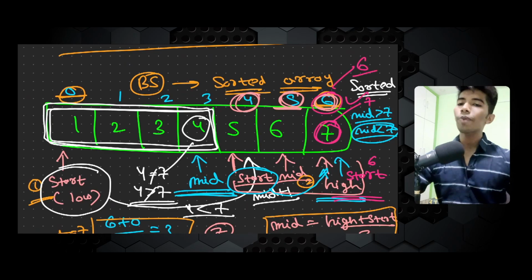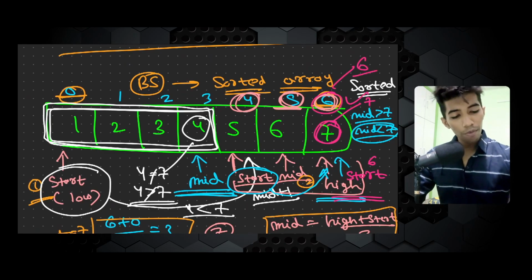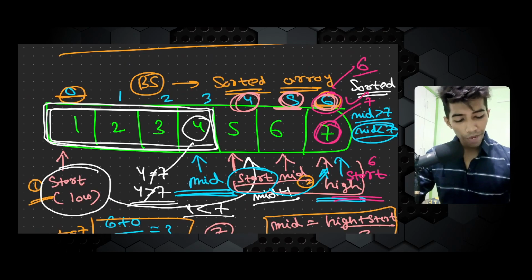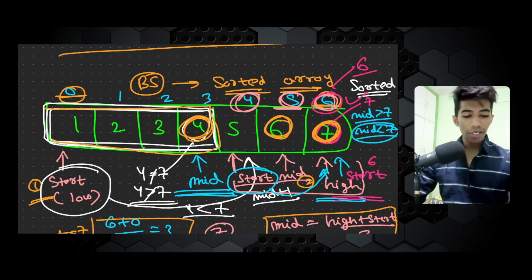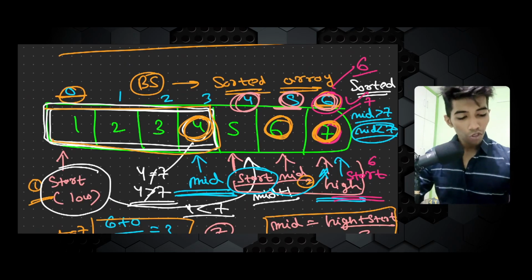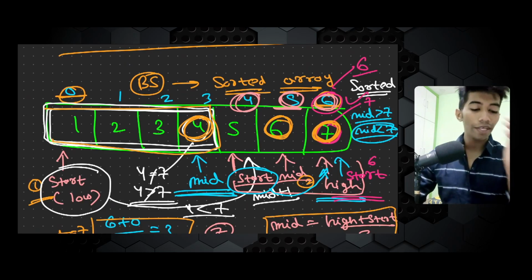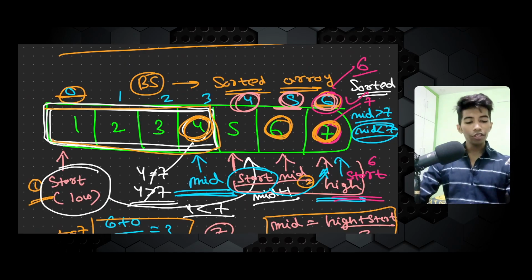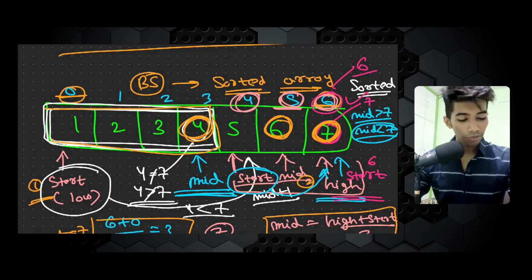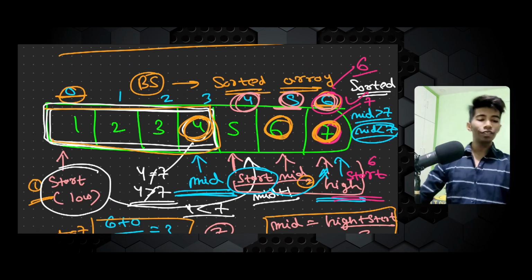So how many comparisons have we made here? We have made one comparison here, one comparison here, then one comparison here, and then one comparison here. You are seeing this. So in only 3 comparisons we have got our answer. Easy. So in 3 comparisons I am getting my answer. Isn't that great?